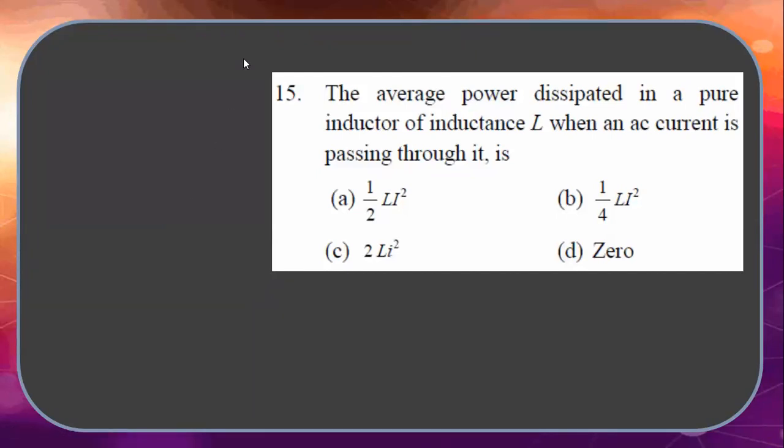Next, I will share these problems. The average power dissipated in a pure inductor of inductance L, when AC current is passing through it. This is average energy. Power is nothing but energy. Half Li square. Average power is equal to half Li square we take. Next. This is completed.